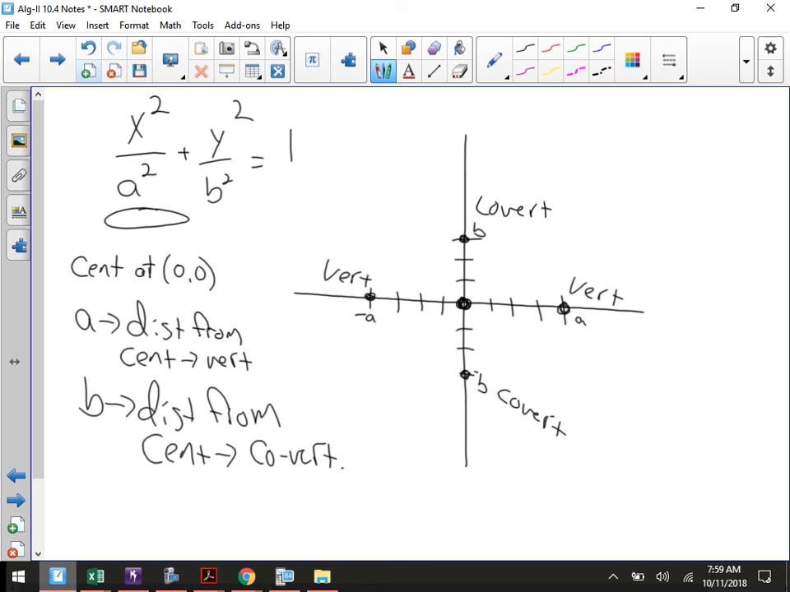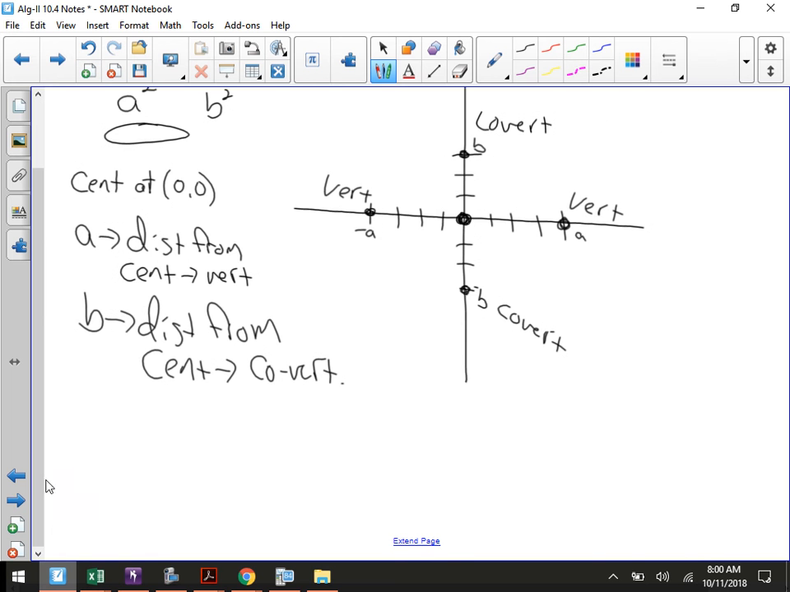In order to figure out a focus, we call the focus value c squared. The distance from the center to the focus is found by c squared equals a squared minus b squared, and then you take the square root. So this value of c will be the distance from the center to the focus.